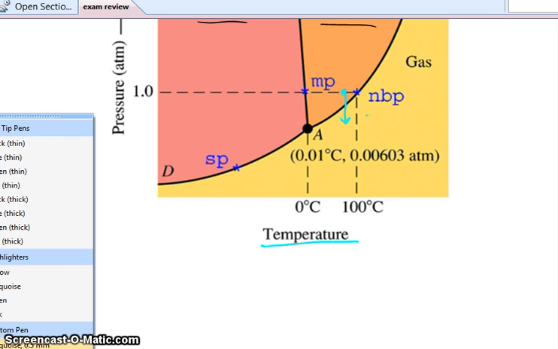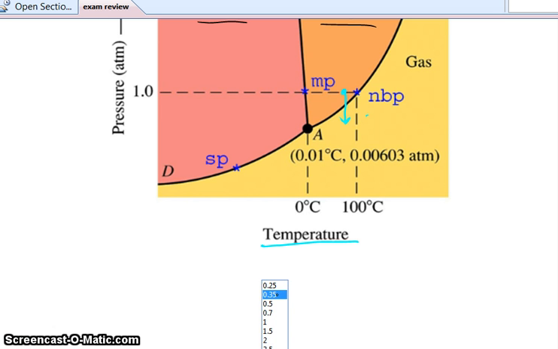Remember that the vapor pressure is the pressure exerted by the surface of a liquid.